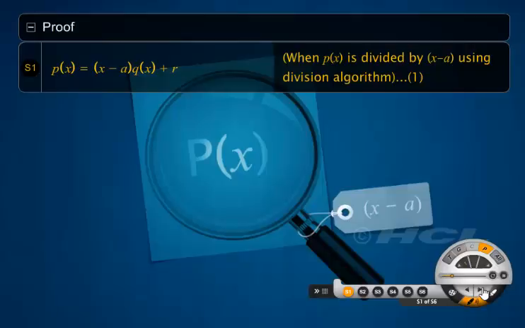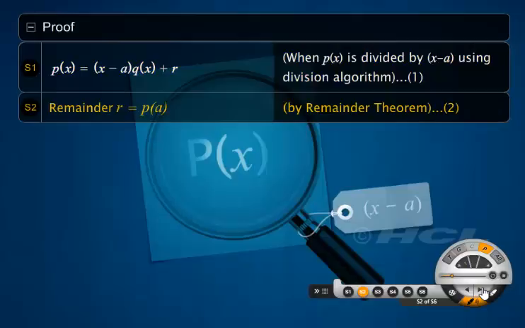Let q of x be the quotient and let the remainder be r, when polynomial p of x is divided by x minus a. Applying division algorithm, we get p of x equal to x minus a into q of x plus r. By remainder theorem, when a polynomial p of x is divided by x minus a, the remainder must be p of a.